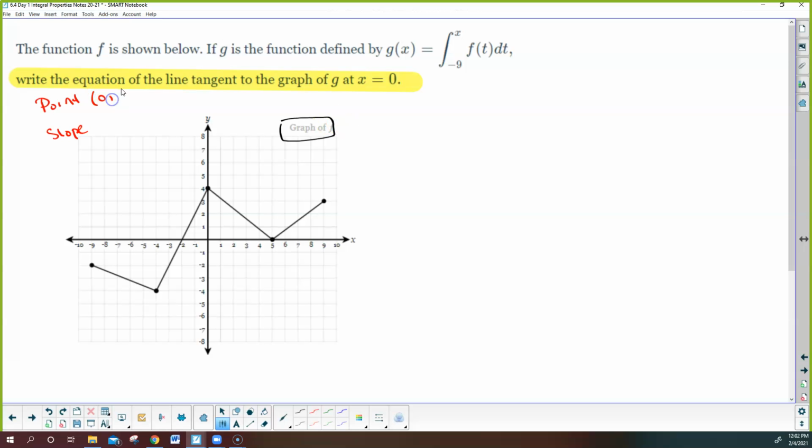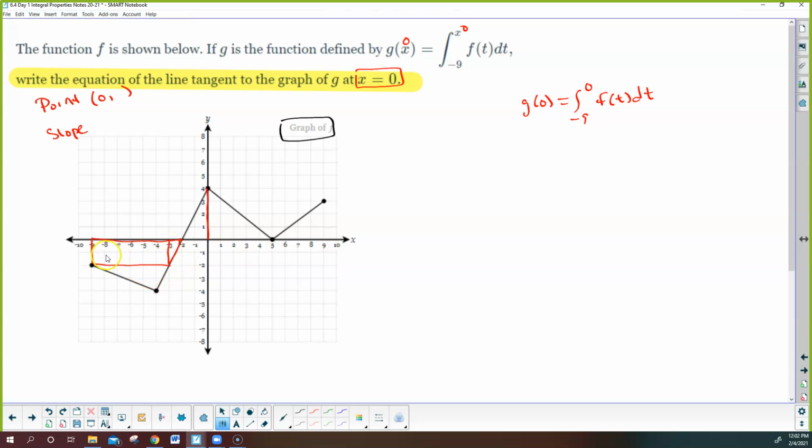Well, the point is 0, comma something, right? So I need to find what is g of 0. That's the point. Well, that's just plugging in 0 here and here. And we know that that is the area underneath the curve of this function. So I'm going to start at -9. I'm going to find the area under this curve, and then I'm going to go all the way to 0. Now, to find the area under that curve, I'm going to split this up a little uniquely. You can do it however you want, but I've kind of got to find the area of these pieces and add them all together.